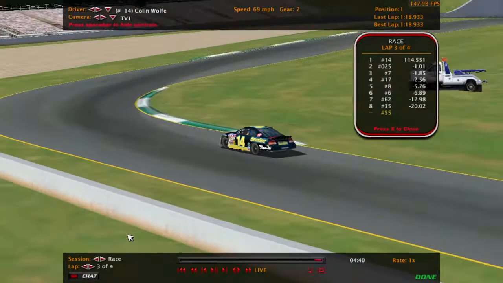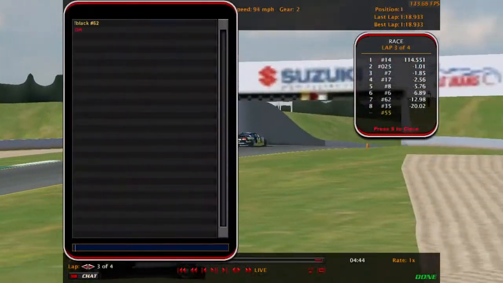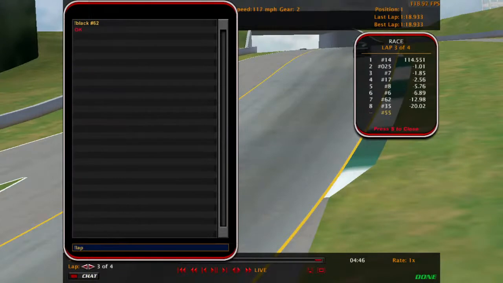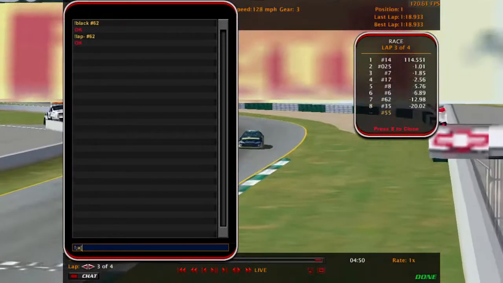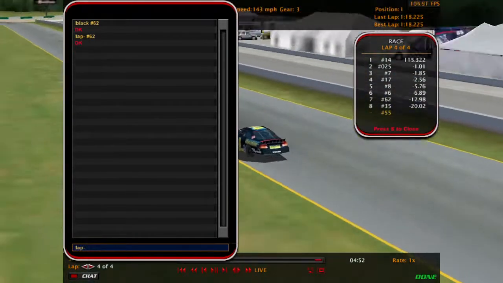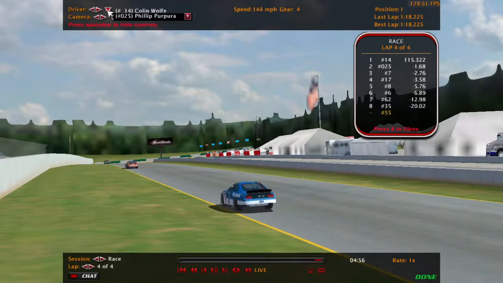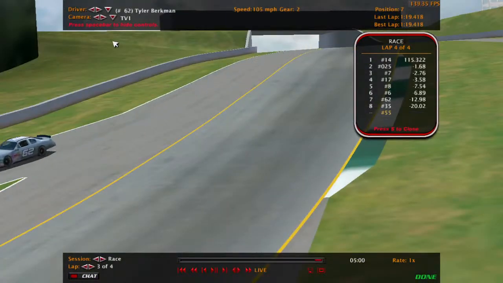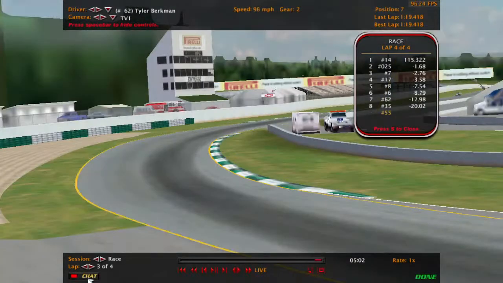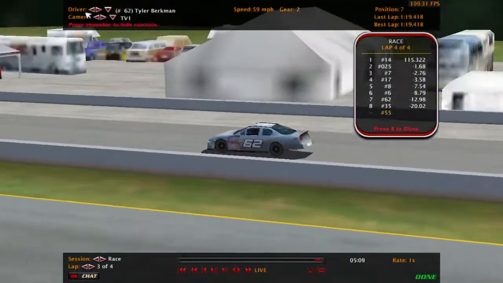So 62 car will not advance, and in fact, what I will do also, just to make sure he doesn't advance, is lap minus 62, lap minus 62. So 62 car is... Oh, I couldn't do that. Oh well. Okay, it didn't count as lap. Okay.